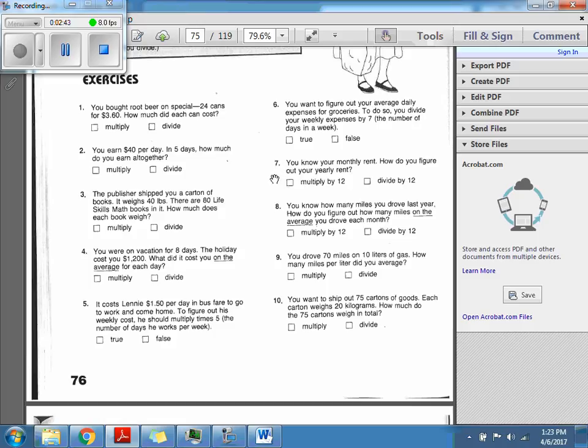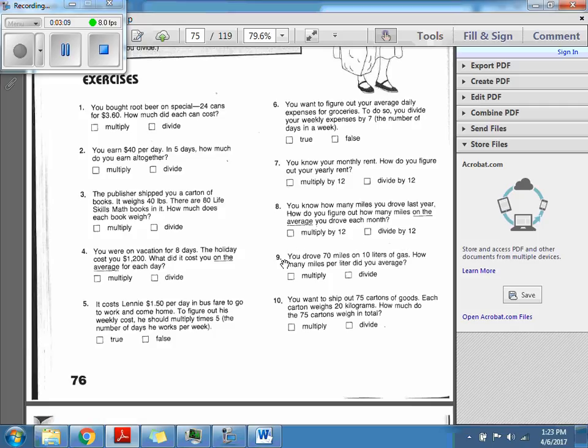Number 7, you know your monthly rent. How do you figure out your yearly rent? Would you multiply by 12 or divide by 12? Number 8, you know how many miles you drove last year. How do you figure out how many miles on average you drove each month? Would you multiply by 12 or divide by 12?